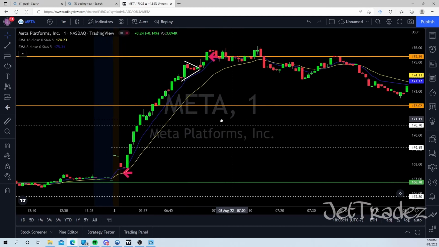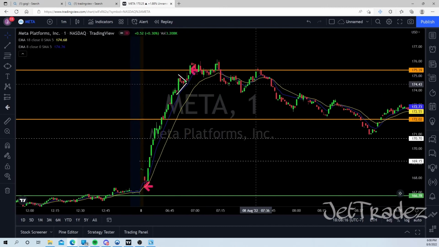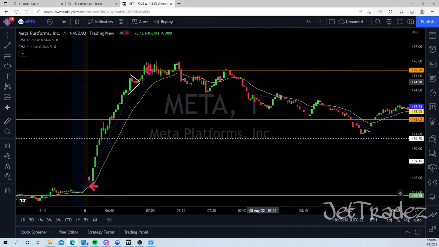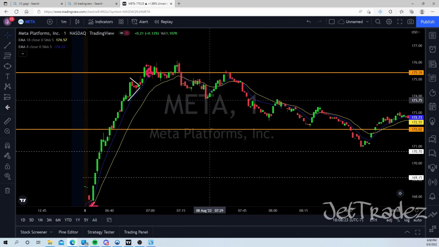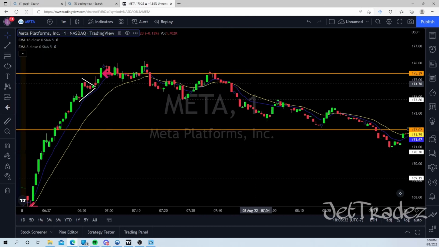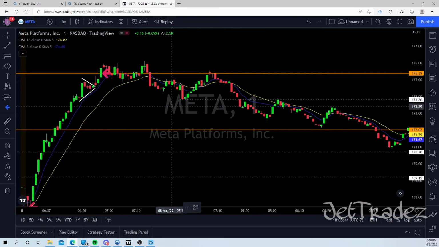And I also took puts on Facebook, but it wasn't around this area. I took it more on the area where I saw that it broke down. You can see the breakdown here, and I put a level at 173.77. So when it came back up to retest that 175.39, I took a put around here. I took a slight entry on the put, then I trimmed right there and held the runner, and that was 2 entries for puts for Meta.